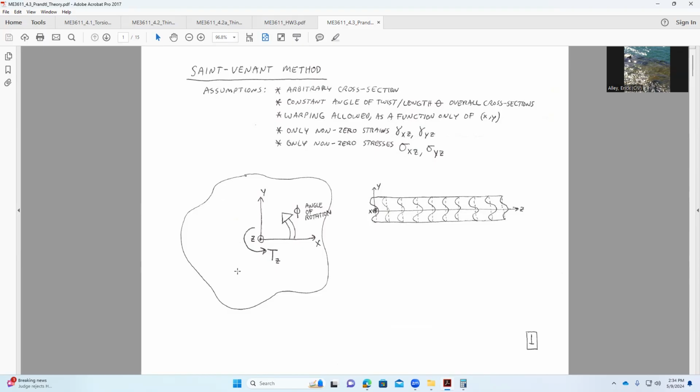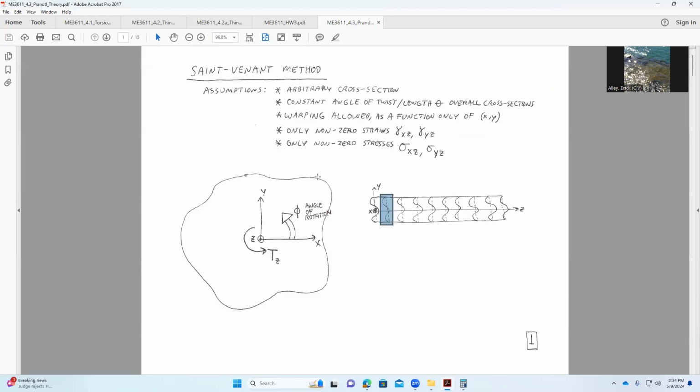We are going to allow warping, and it's going to be a function of just the in-plane position. So right here, it might warp out of the page, it might warp into the page, might be out of the page here, into the page here. But as a function of the in-plane, and we're going to make X and Y the in-plane, that's just the convention for this method. That means if I go to any slice into or out of the page, I'm going to see the same warping shape.